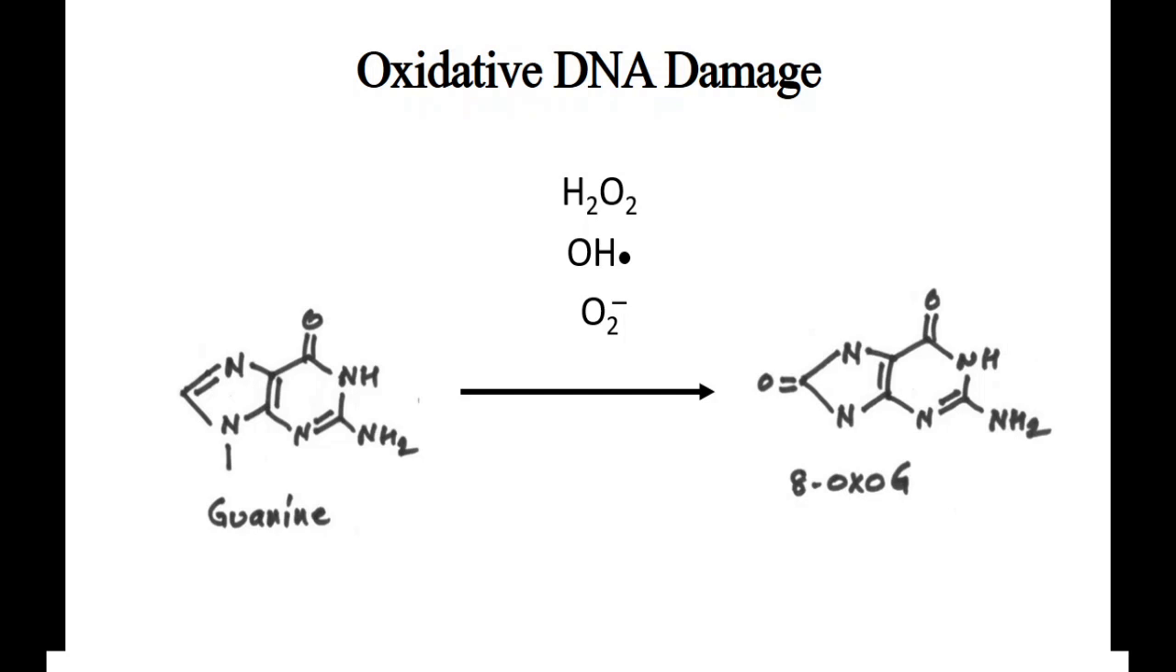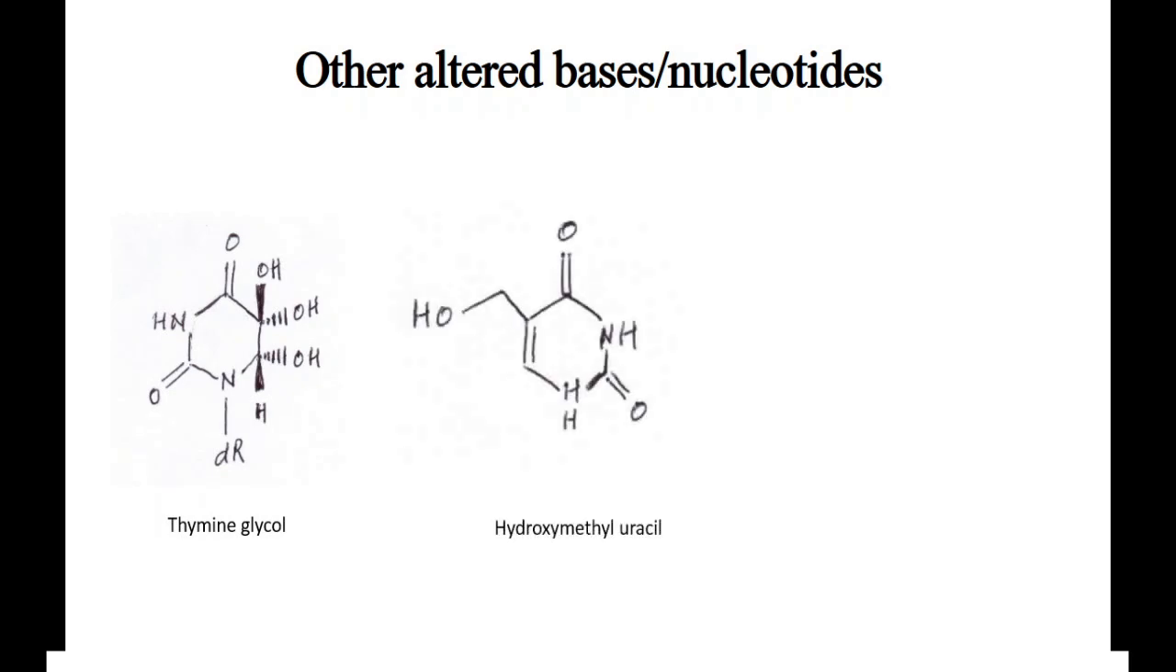If this error is not taken care of, then the GC base pair that was originally located in this position is going to get converted into a TA base pair. There are other examples of altered bases generated under the influence of reactive oxygen species. For example, conversion of thymine to thymine glycol. Then we also have thymidine glycol or hydroxymethyl uracil, which is an altered form of uracil.